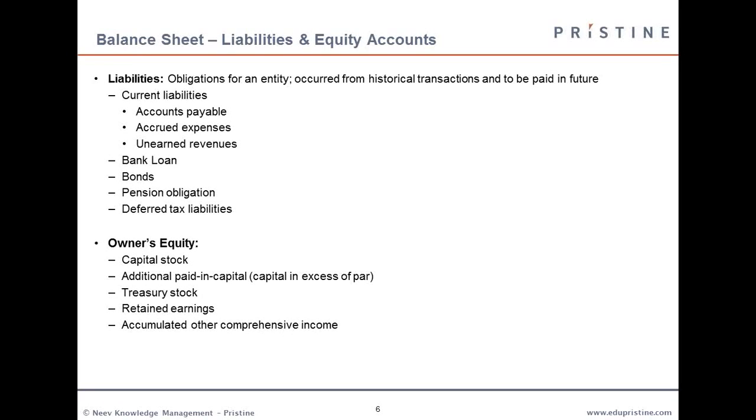Now we have liabilities. Liabilities, as I said, are obligations for an entity. They occur from historical transactions. Say you take a bank loan, then you have to pay them back with the interest. So that becomes a liability. Again, here we have two types of liabilities: the current liabilities and the long-term liabilities. Current liabilities are the ones which have to be paid within 1 year.